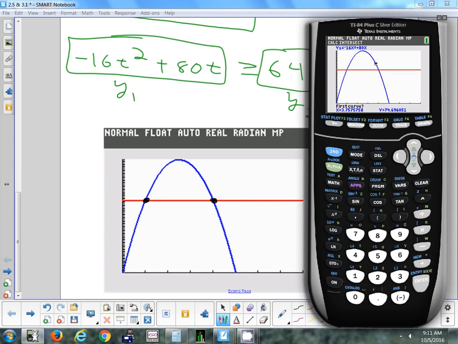Looking back at this one, 3. If you plug it in, you get 0. Plug in numbers larger than 3, like 5. Numbers larger than 3 are going to give you positive results. Numbers smaller than 3 are going to give you negative results.